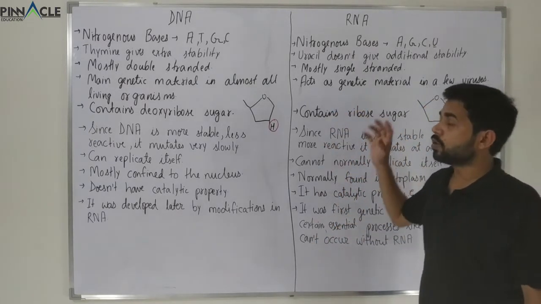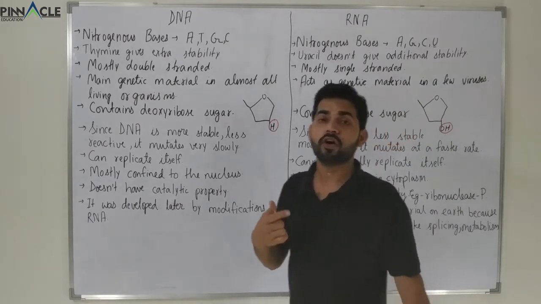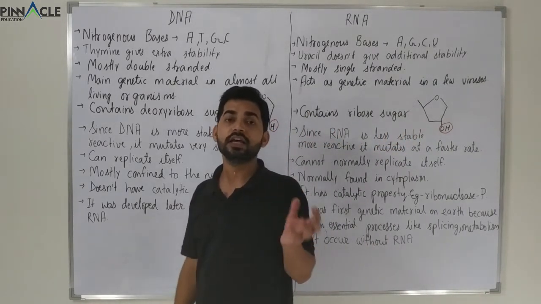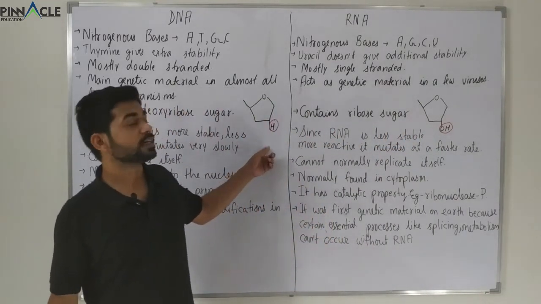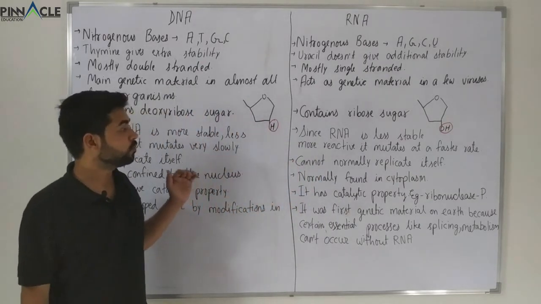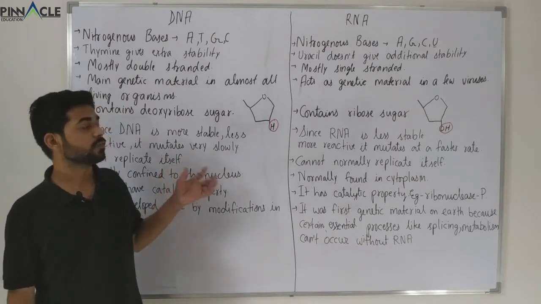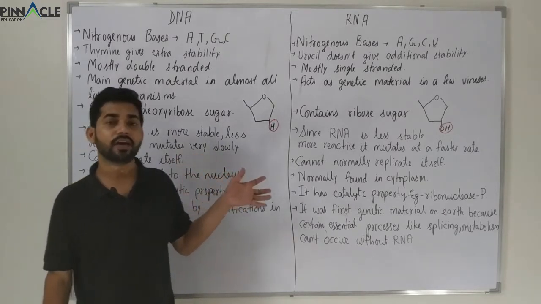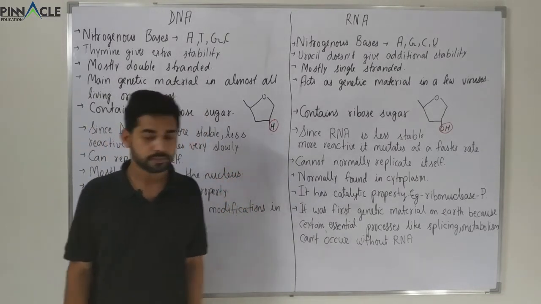So RNA is normally single stranded and it does not form a helix except in the case of certain modifications. But DNA exists in the form of a helix. So that is also a very important difference between the two. These are the normal differences between RNA and DNA that we have to study at NEET level.